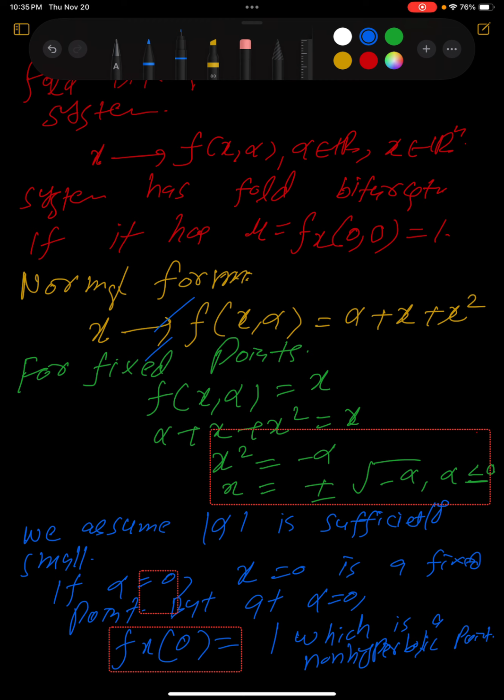A point is said to be hyperbolic if the eigenvalue is not equal to 1 or minus 1. Any value that is not 1 or minus 1 is a hyperbolic value. Similarly, in the case of the continuous system, a value is called hyperbolic if the eigenvalue is not 0. If the eigenvalue is 0, or if the real part of the eigenvalue is 0, then it is called a non-hyperbolic point.